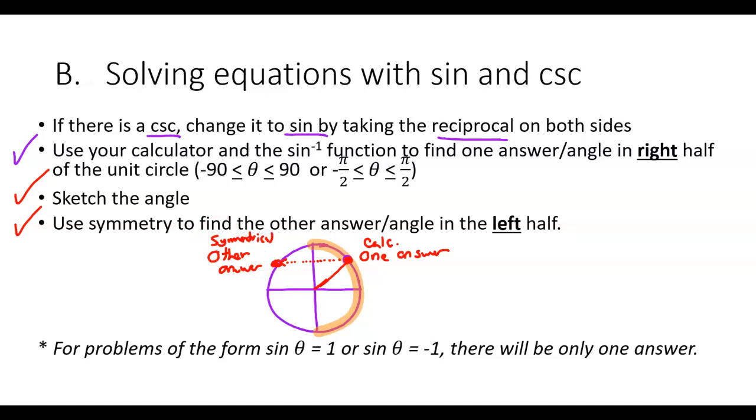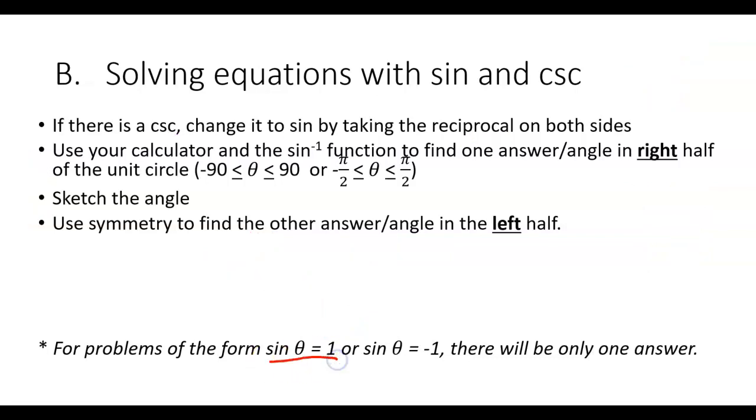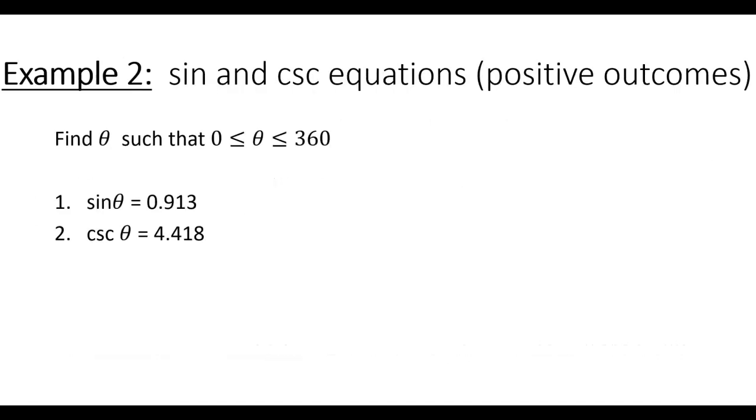So we go from right to left when it comes to sine and cosecant. So how is sine and cosecant different from cosine and secant? Well, when you're doing cosine and secant, for those problems, you go from top to bottom for your symmetry. But for sine and cosecant, you go from right to left with your symmetry. Okay? So, once again, if you have sine equals 1 or negative 1, those will only have one answer. And so you don't need to do the symmetry thing. But for all other ones, you're going to have to do some symmetry, okay, to find a second answer.